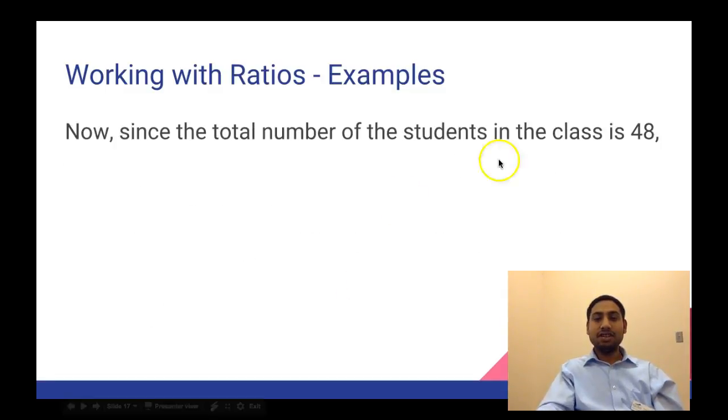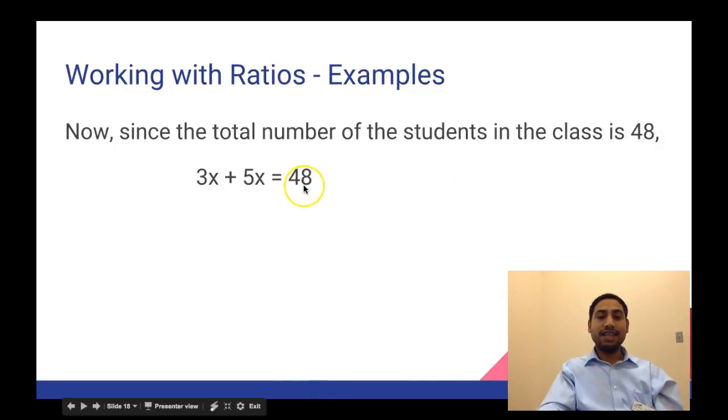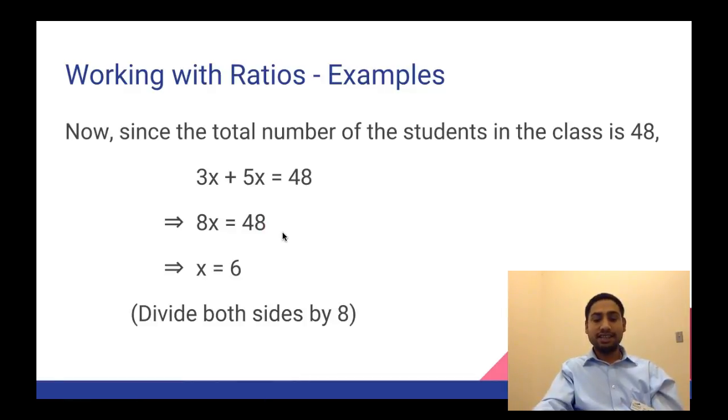Now we know there are a total of 48 students in the class, so if I add up 3x and 5x, I should get 48. Well, 3x plus 5x is 8x, so 8x equals 48, which means that x equals 6 by dividing both sides by 8. 48 divided by 8 is 6.